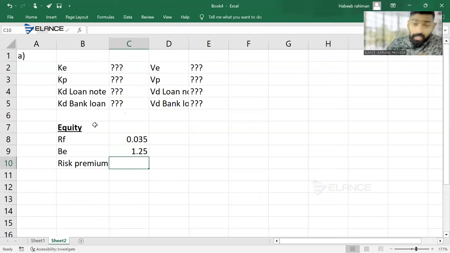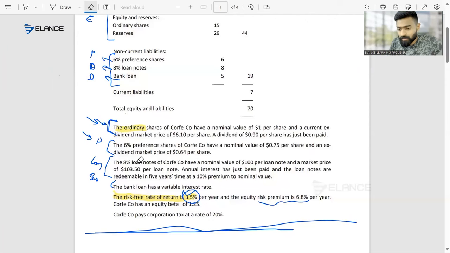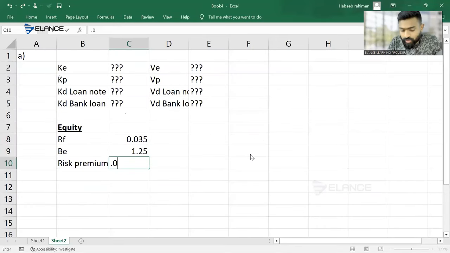And risk premium: if risk premium is not directly given, we have to do RM minus RF. But in this question, the examiner directly provided the risk premium. Could you please pick it from the question? Let me check, are you able to follow or not? It says 6.8% here. So I'll write 0.068.